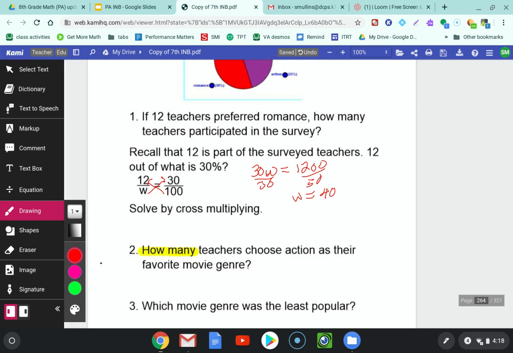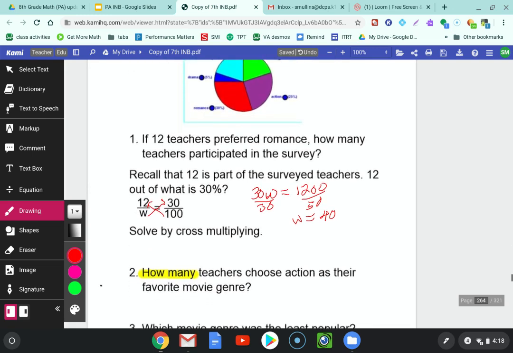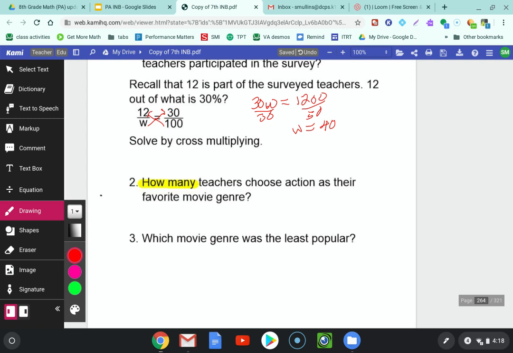Okay, number 2 says how many teachers chose action as their favorite movie genre. So action was 25% when we go up there and look. So again, we're going to be using that is over of as percent over 100. So we're figuring out how many teachers. So that's our is. 40 is our of. Our percent was the 25%.